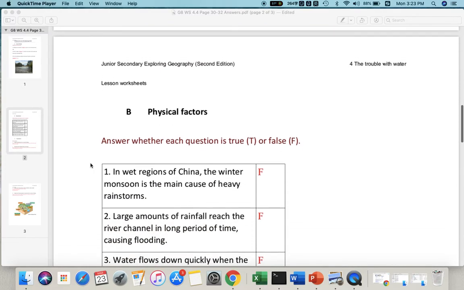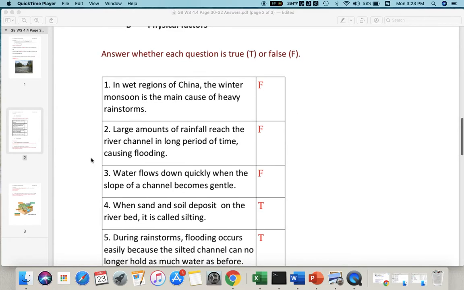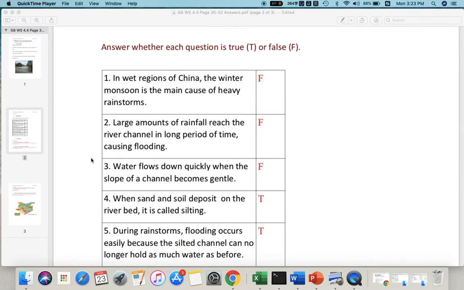And for section B about the true and false questions, maybe this is the challenging part amongst the whole homework. Some key words some of you may overlook. That's why this part has relatively more mistakes. So I will explain it one by one.